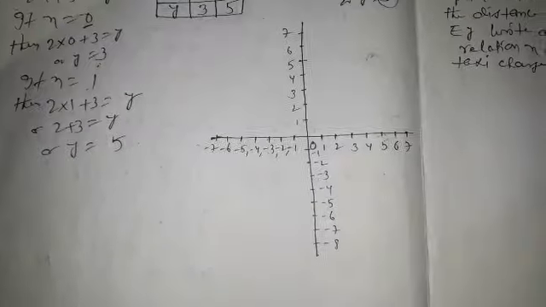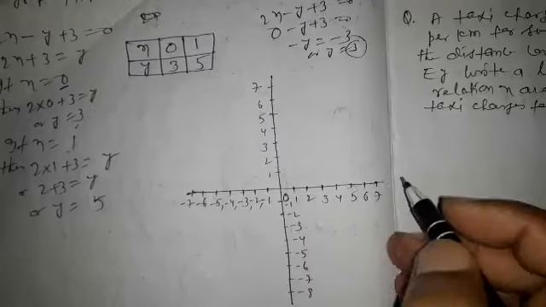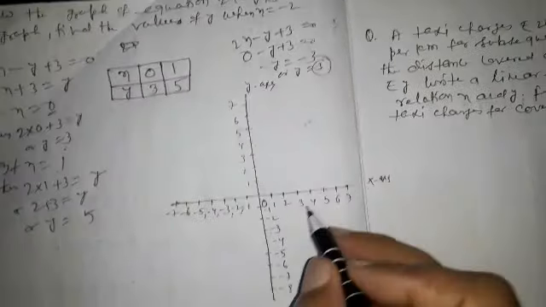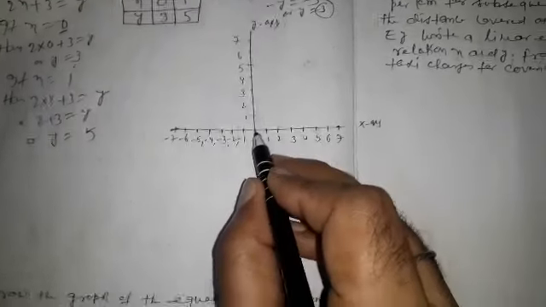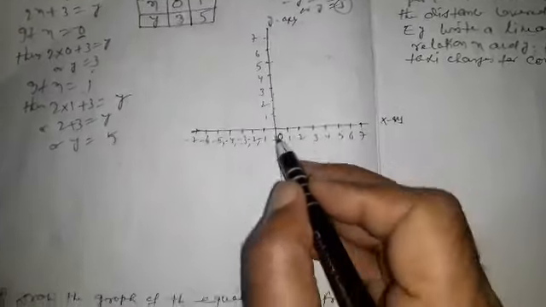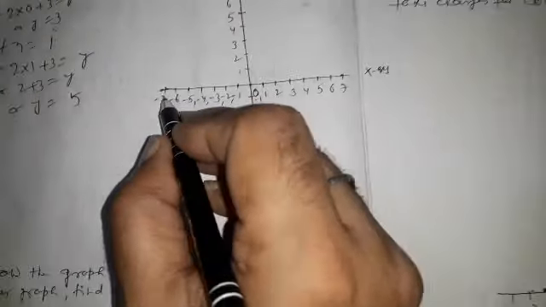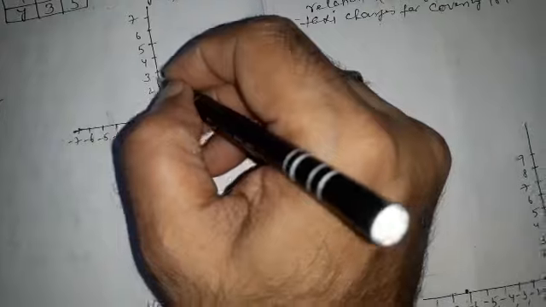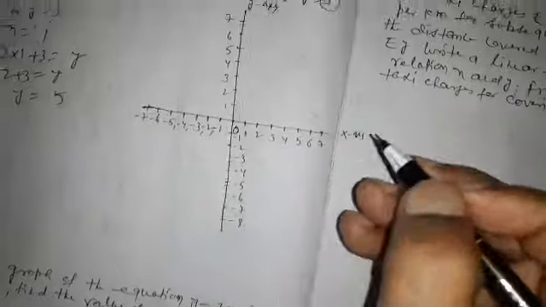Now we take the ordered pairs of x and y and plot them on this graph paper. This is the x-axis and this is the y-axis, calibrated as 1, 2, 3. This is the origin. On the right side, positive values are taken, and on the left side along the x-axis, negative. Along the y-axis, the upper portion shows positive values and the lower portion shows negative values.